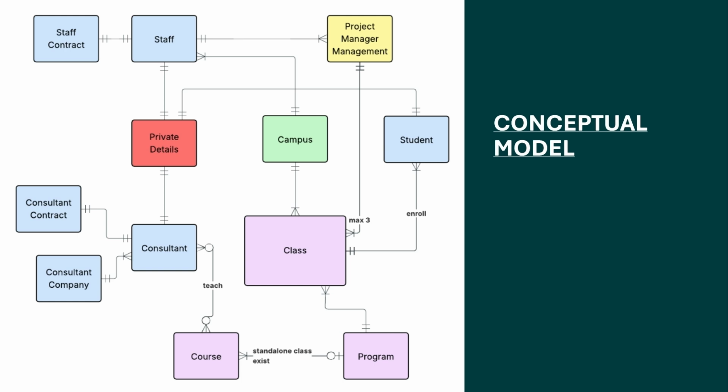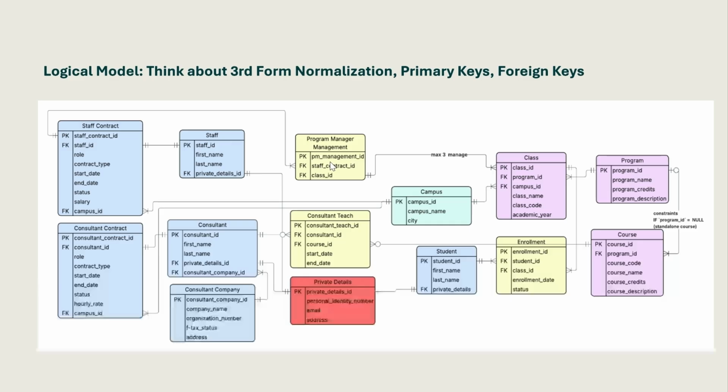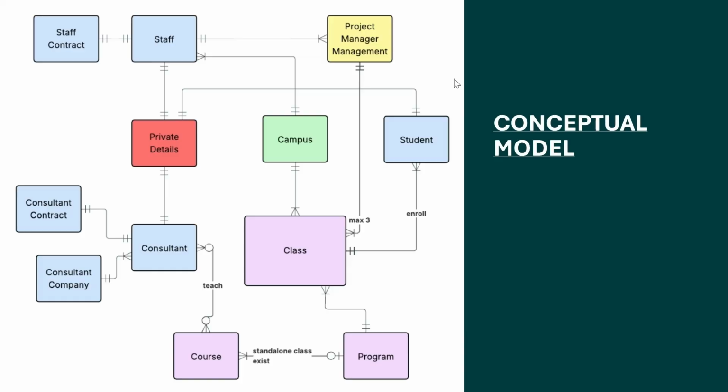And then consultants teach courses through a teaching relationship. So one consultant can teach many courses, and a course can be taught by different consultants over time, depending on availability. And then the responsibility, program manager management, is modeled here explicitly as an associative table. A staff member, through a staff contract, can act as a program manager and manage classes. And one program manager can manage a maximum of three classes at the same time, and each class is managed by exactly one program manager.